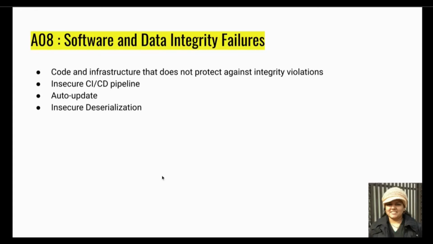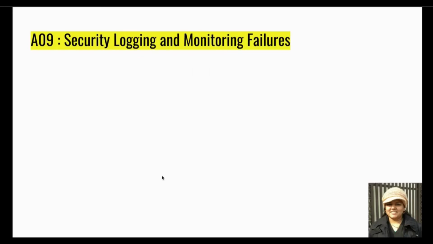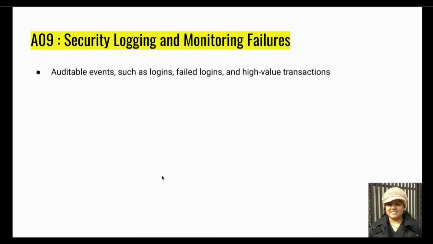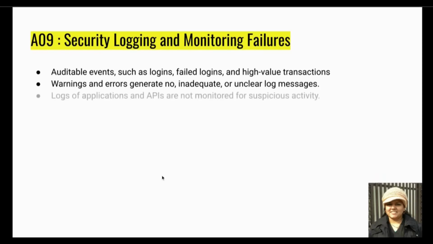While steps can be taken to catch the attacker, it is better not to use any kind of third party for this. This category is to help detect, escalate, and respond to active breaches. But how can we ensure that we have sufficient logging in place? We have to make sure that we are auditing all the events that should be properly logged. All the warnings and errors should be clear and adequate to identify the problem.